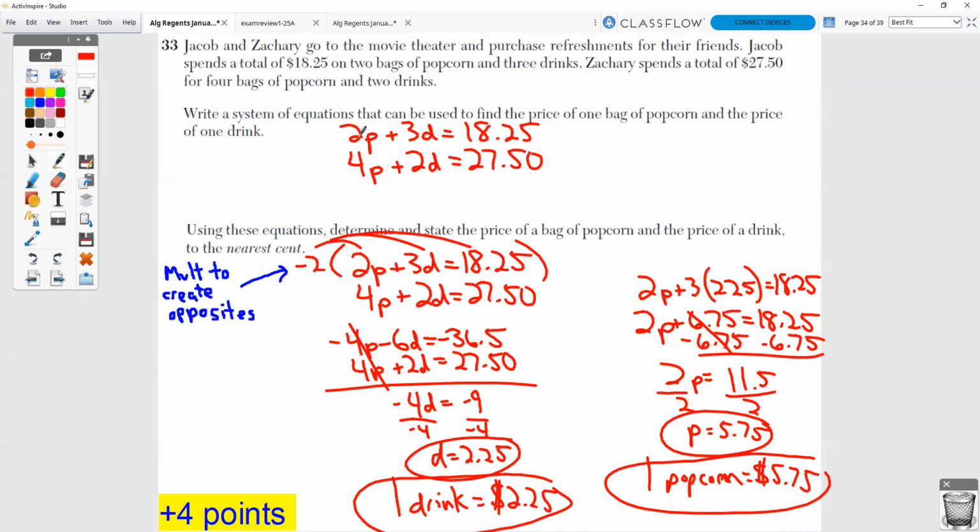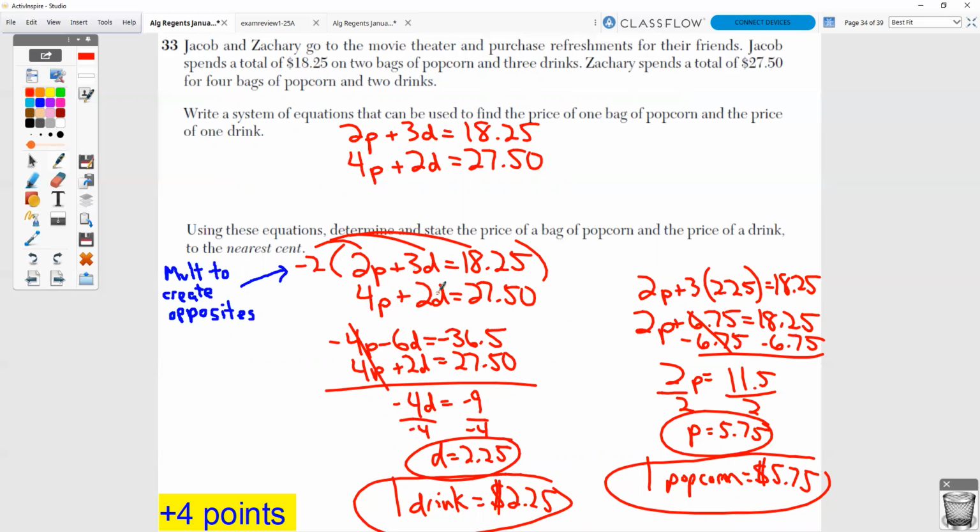So 2 bags of popcorn, 2p, plus 3 drinks, 3d, equals $18.25. 4 bags of popcorn, 4p, plus 2 drinks, 2d, equals $27.50. 1 point each there, because it's a 4-point question. Now we want to solve. All right, we want to figure out what d equals and what p equals.